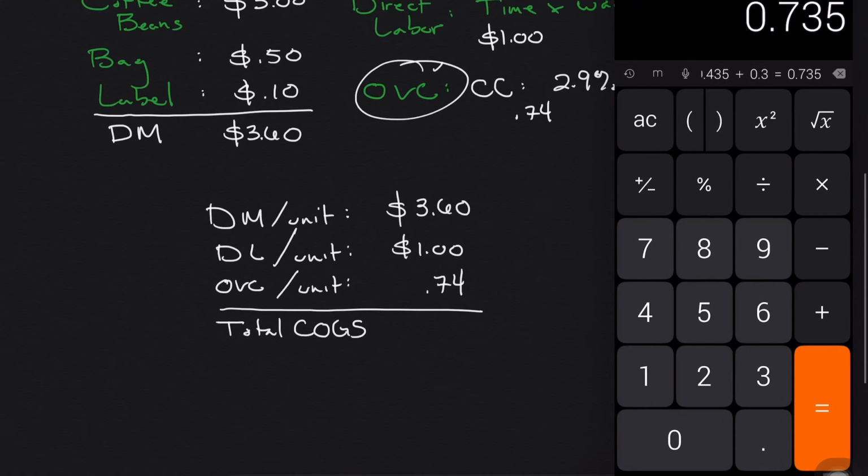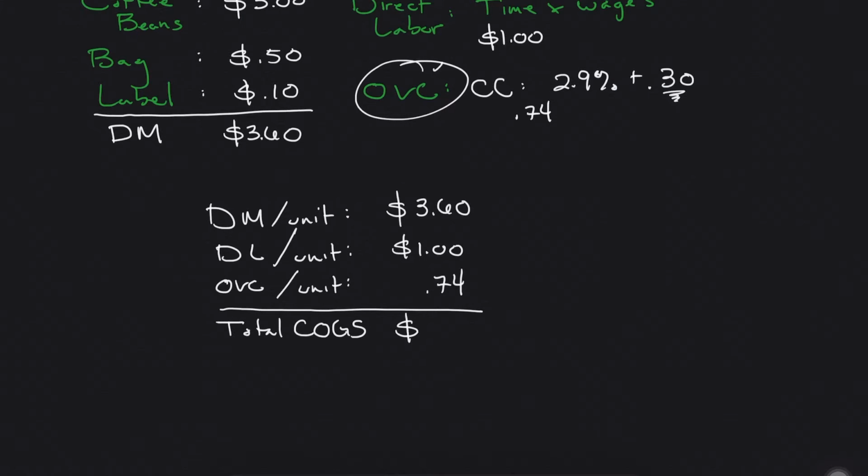So if we bring back our calculator here and we clear this, and we've got $3.60 plus $1 plus 74 cents, that's $5.34 that we have in costs. So there we go. We've got the first part done. We now know exactly how much it's going to cost us to produce an item. We've covered all of the variables involved. And so we should feel pretty good about ourselves because we have a good understanding of what it's going to cost us to make.